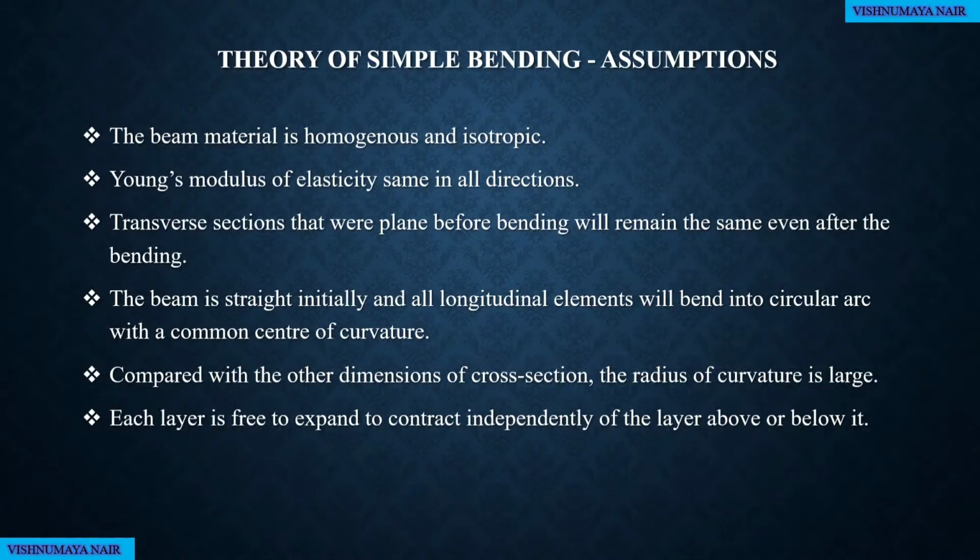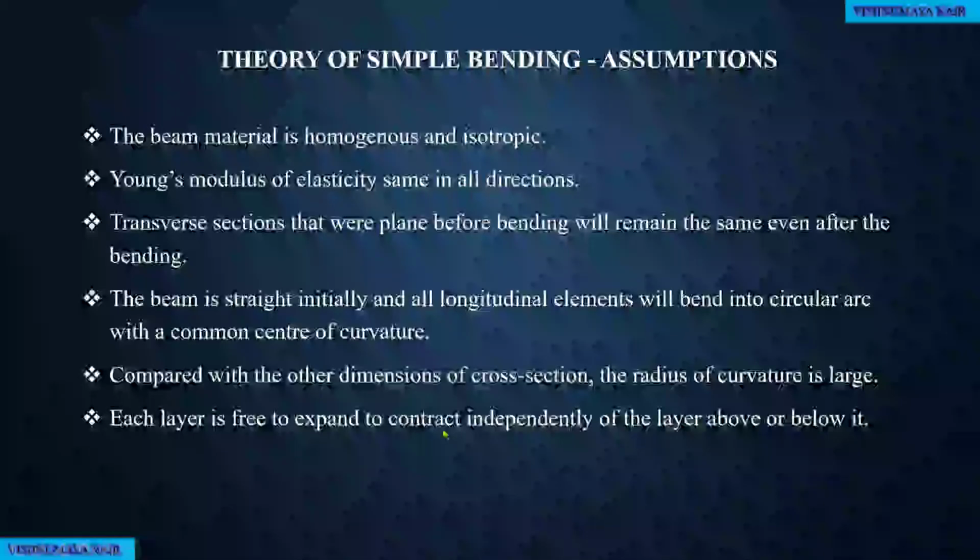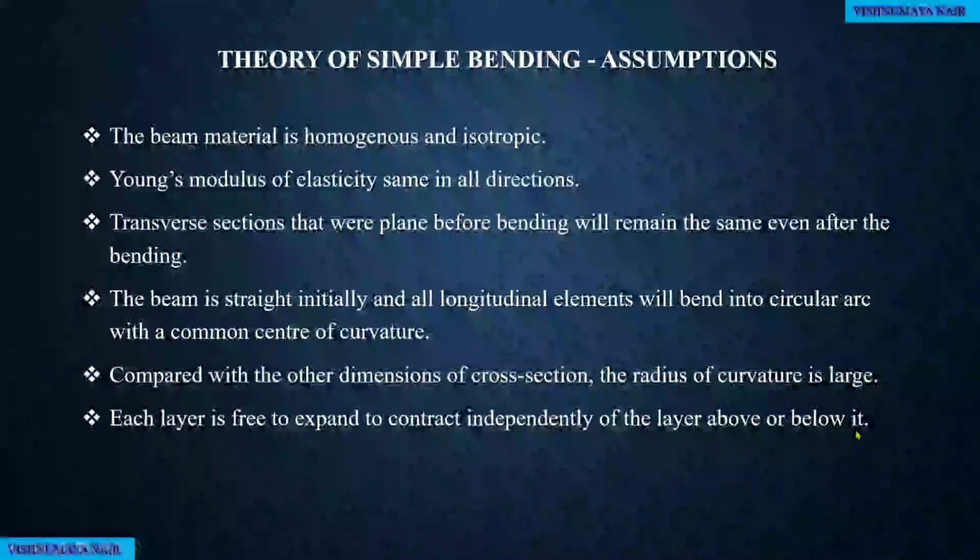Now, we'll move on to the fifth assumption. It says that the radius of curvature is large when compared with the other dimensions of the cross section. And the final assumption says each layer is free to expand or contract independently of the layer above or below it. So these are the assumptions made in the theory of simple bending.